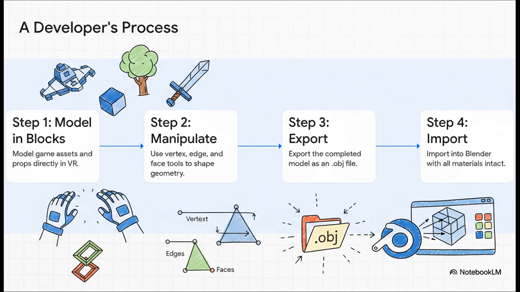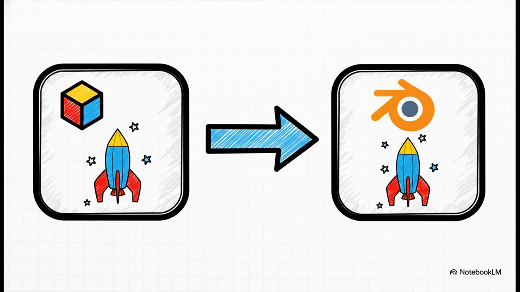So here was their workflow. They would model their game assets right inside VR, pulling and pushing the geometry around with all the fundamental tools, vertices, edges, and faces. Then they just export the model as a standard .obj file and pull it straight into a professional program like Blender. And here's the absolute killer feature for any developer. When they imported that model into Blender, all the materials and colors they had applied inside Blocks transferred over perfectly. No remapping, no extra fussy work needed. That seamless integration is a massive time saver and a huge win.